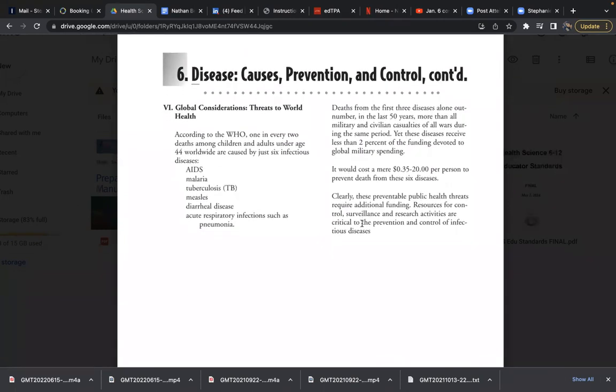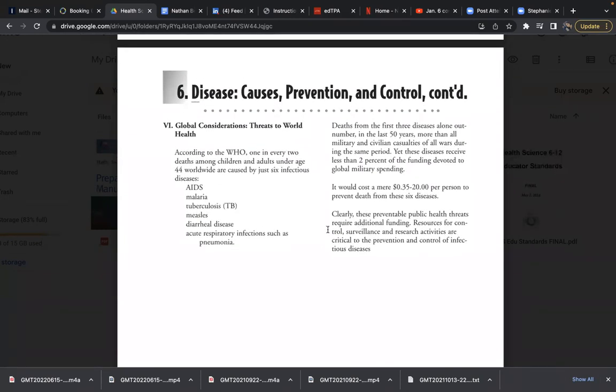Global considerations to diseases. It's always important to connect whenever possible what we're learning to what we experience in the world, our real world experiences. And so whenever we're learning about these pathogens and these diseases and disorders, try to put it into perspective, to show why are we learning this? What is the connection? What are the implications?